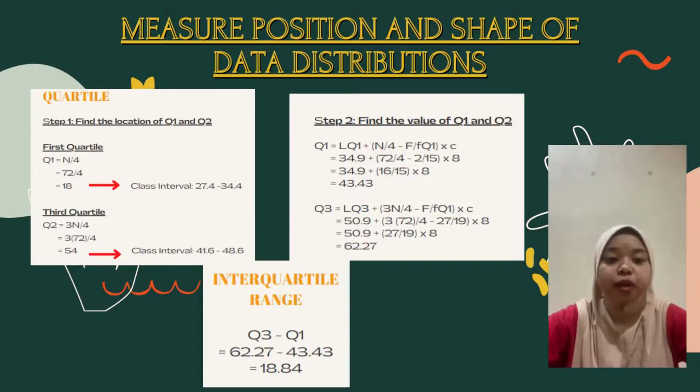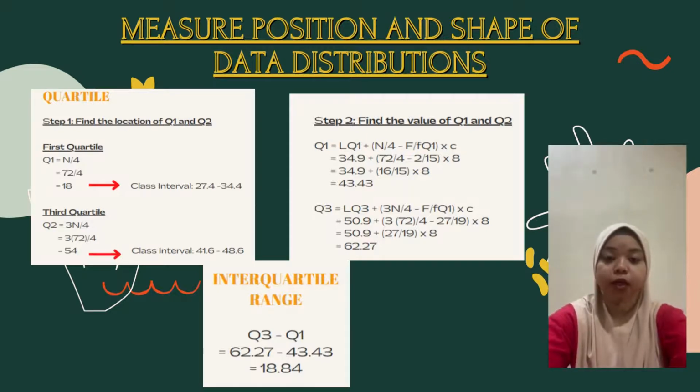Next, my part, measure position and shape of data distribution. Quartiles are the set of values which has 3 points dividing the data set into 4 identical parts. Quartiles are the values that divide a list of numerical data into 4 quarters. The middle part measures the central point of distribution and shows the data which are near to the central point. Each quartile divides the entire set into 4 equal parts. So there are 3 quartiles, first, second and third, presented by Q1, Q2 and Q3 respectively.